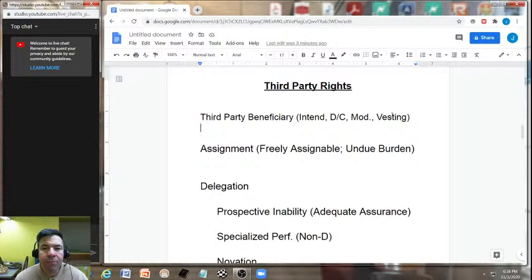If one of those 3 is present, their rights have vested, and even if the original contracting parties tried to modify the third party beneficiary contract, they cannot modify it at that point and cancel out the third party beneficiary. Now, going to assignment and delegations, this would be more in the performance stage, where third party beneficiary is more in the formation stage.